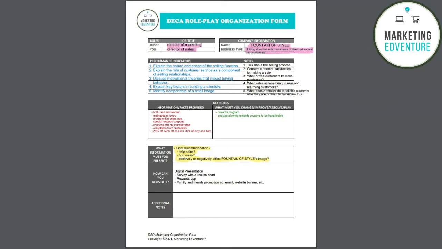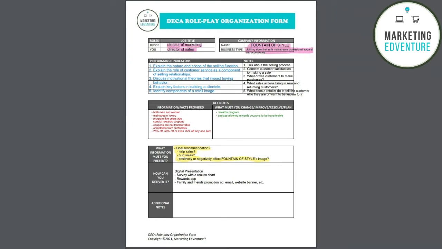That's key. Mainstream luxury, which means it's not just an everyday low-cost store, that it is on the little bit pricier side. The rewards program has been around for 5 years, gives out coupons, and the coupons are not transferable. And the key thing here that has prompted this whole case study is that the customers have been complaining that they cannot give their coupons to a relative.